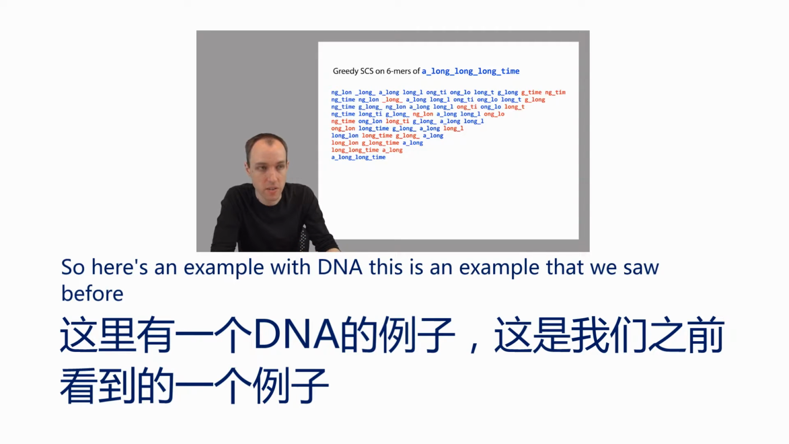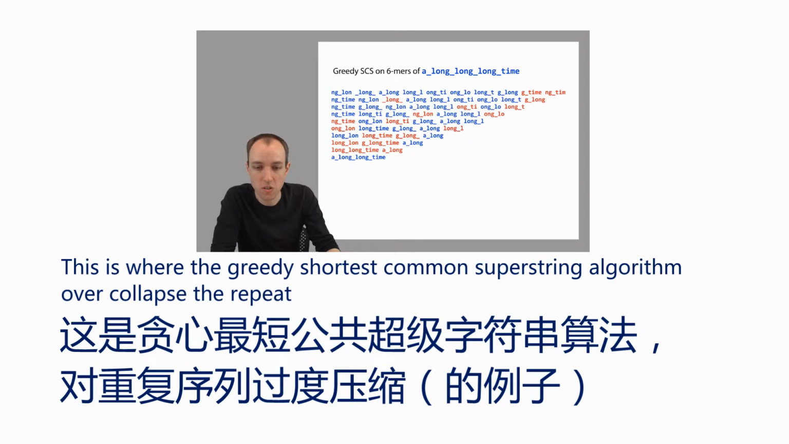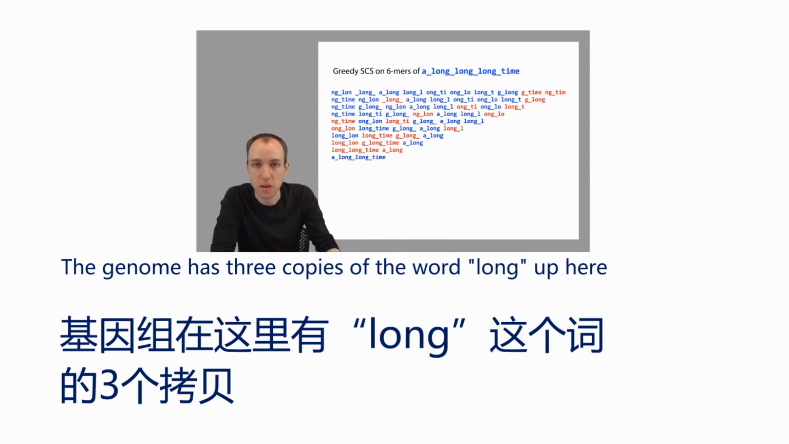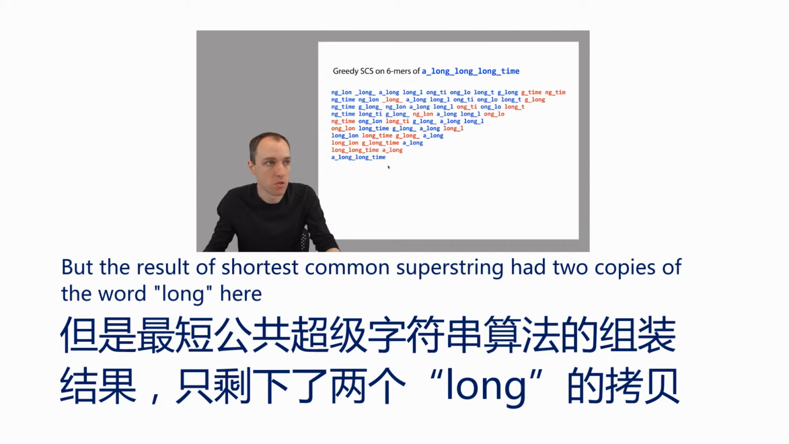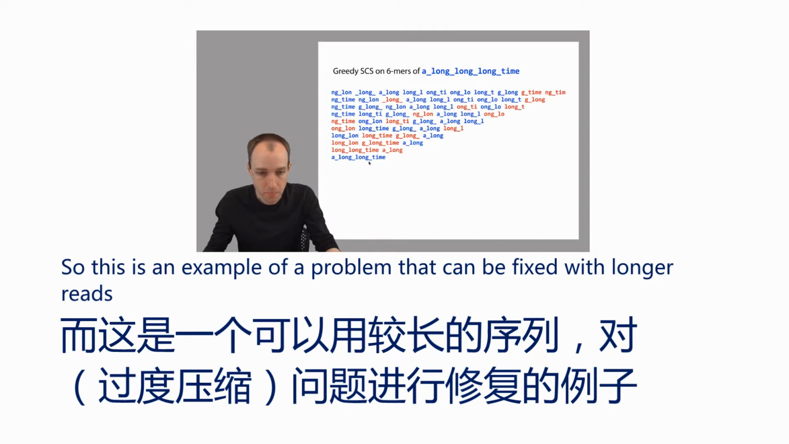So here's an example with DNA. This is an example that we saw before. This is where the greedy shortest common superstring algorithm overcollapsed a repeat. The genome has 3 copies of the word long up here, but the result of shortest common superstring had 2 copies of the word long here. So this is an example of a problem that can be fixed with longer reads.